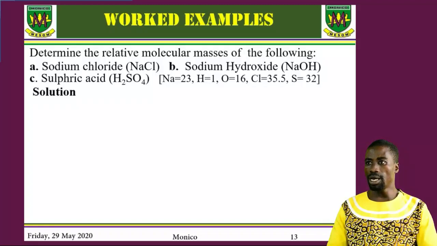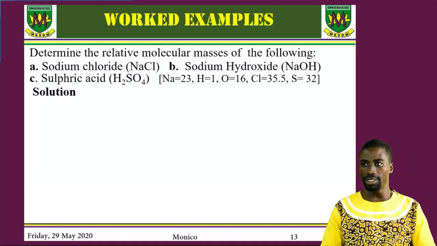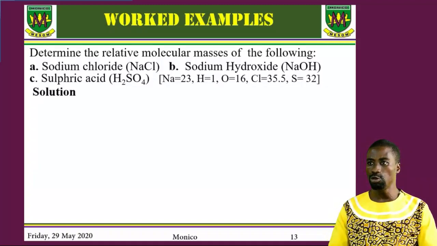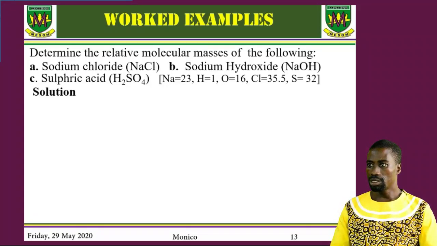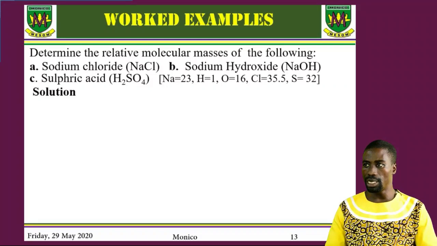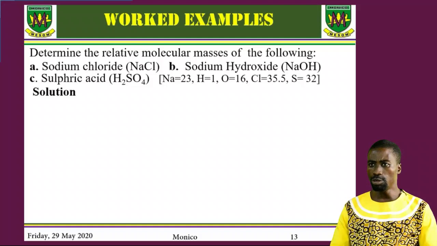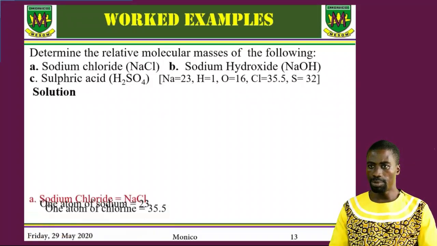A good examination should provide you with these relative atomic masses. So we have 23 for sodium, 1 for hydrogen, 16 for oxygen, 35.5 for chlorine, and lastly 32 for sulfur. So we are going to look at how best we can work through these examples.